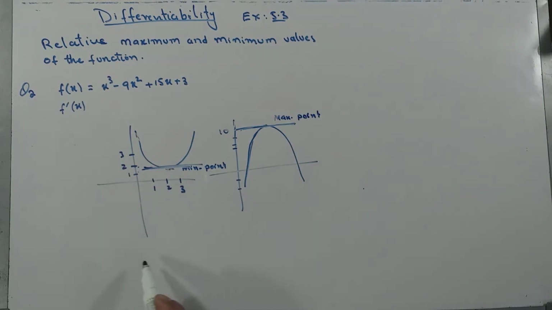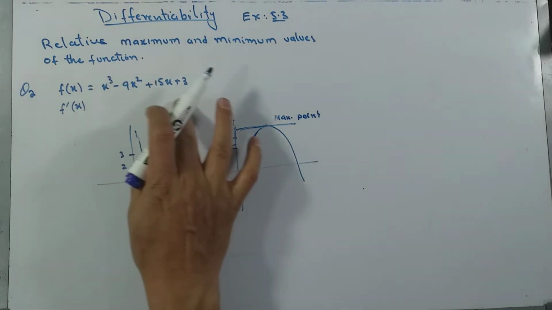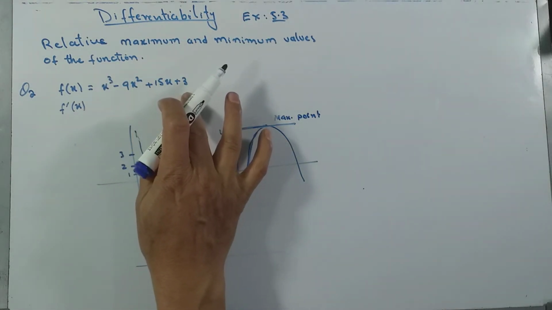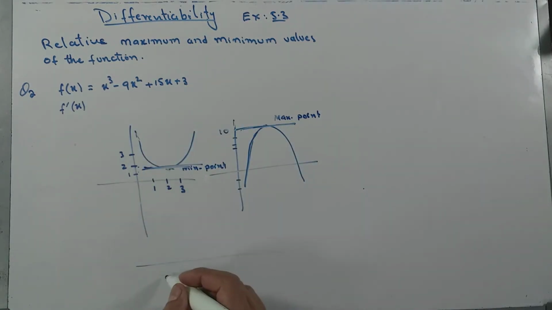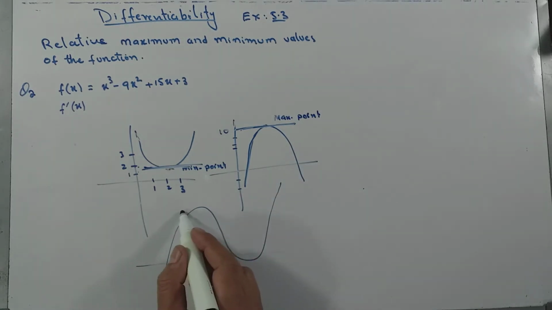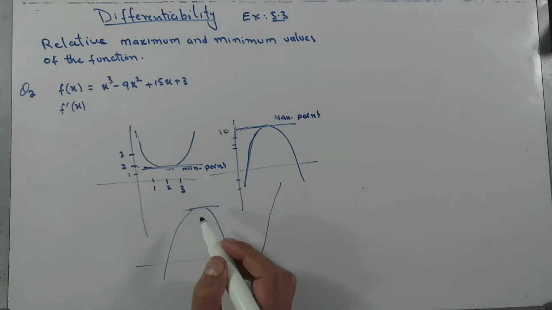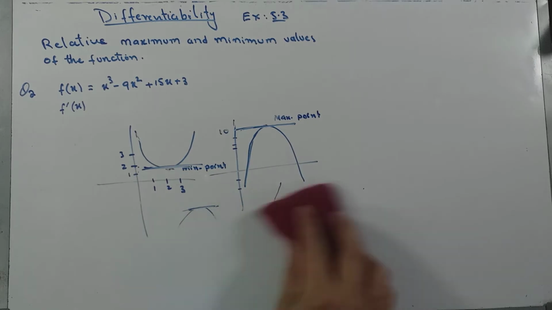Another thing which I wanted to explain: for example, I have this cubic function, x cube minus 9x square plus 15x plus 3. So the cubic function will have a curve like this one. That will have two points, one maximum point and one minimum point. So we will have to find out these. Let's solve this question.